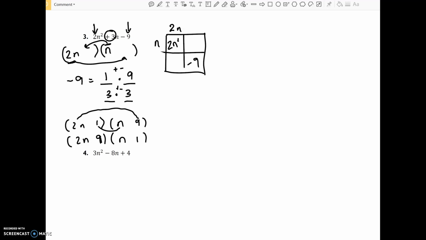We look at the next one. 2n times 1, that's 2n. 9 times n, that's 9n. 2n and 9n. Can't add or subtract those to get 3n either. So it's got to be the 3's. In this case, the 3's.